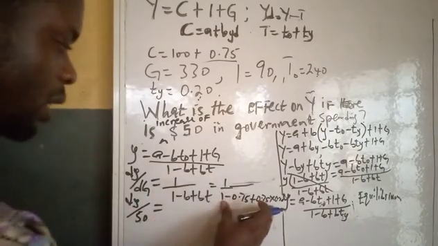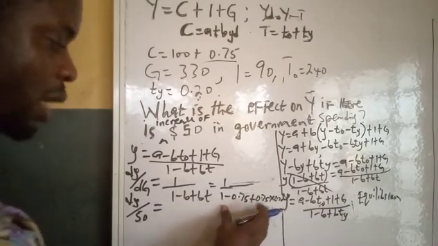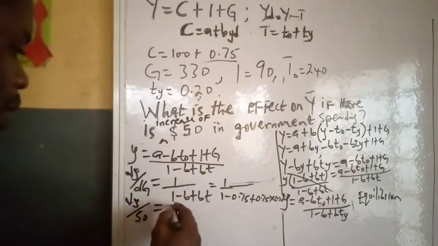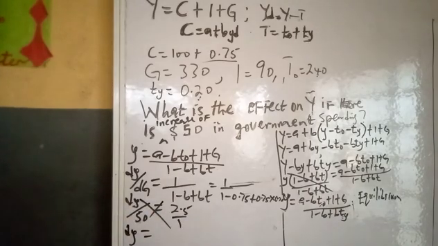1 divided by 0.40, you are going to have 2.5. So it means that this will give me 2.5. So I'll make it over 1. I'll cross multiply. Change in Y times 1 will give you change in Y equals 50 times 2.5. So I need a calculator to do that.